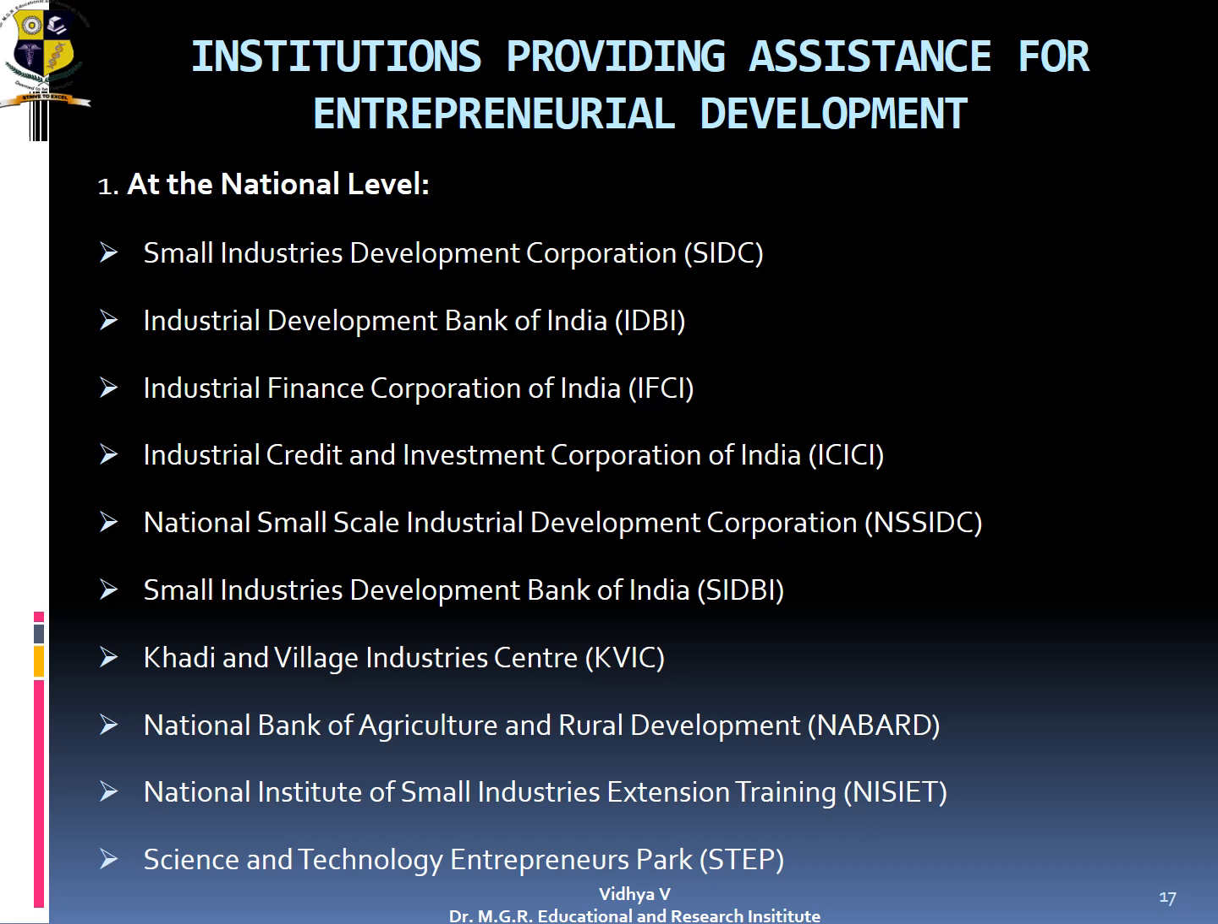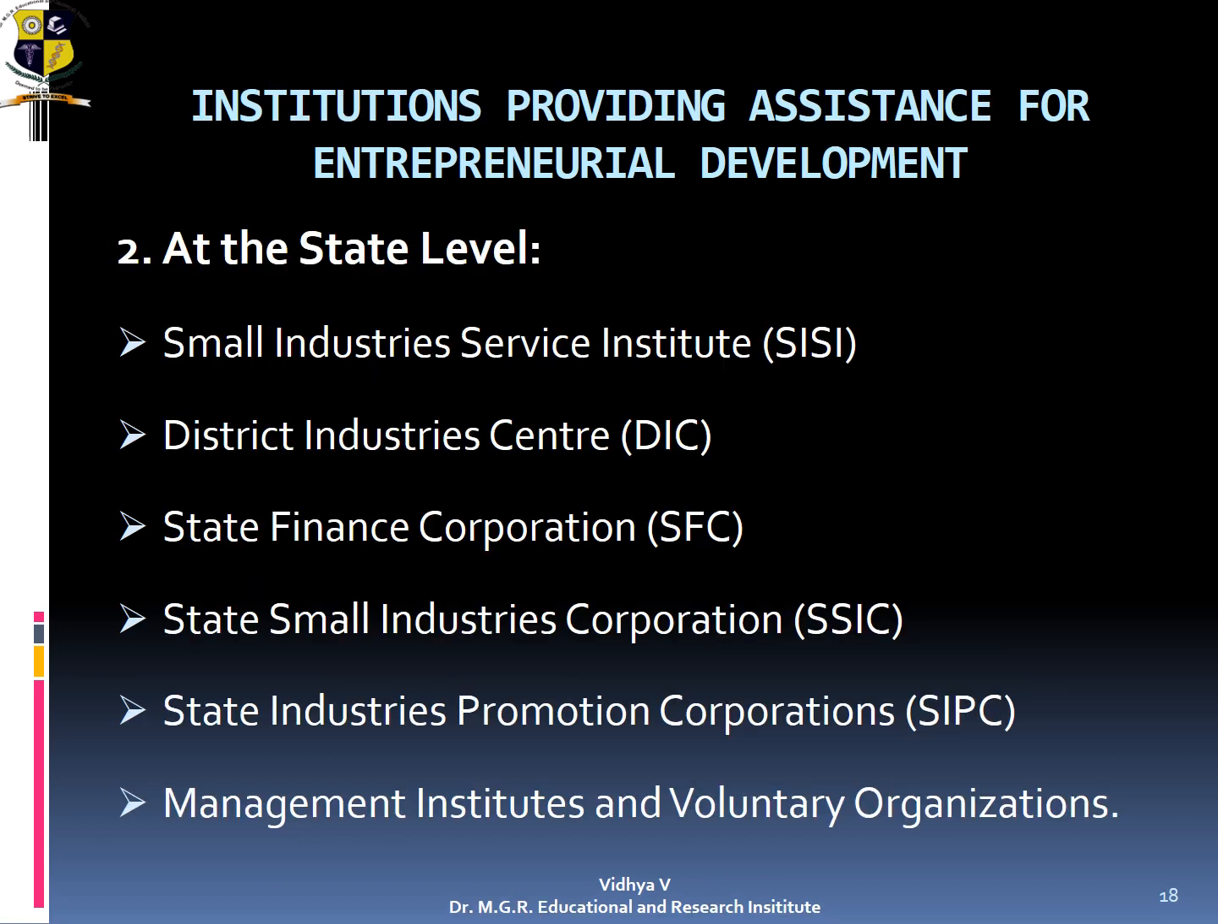So these are some of the institutions that provide assistance for entrepreneurial development. At the national level, as you can see, IDBI, IFCI, ICICI, SIDBI, Khadi and Village Industries, Science and Technology Entrepreneurs Park, STEP, NABARD, they are all providing entrepreneurial development assistance. And these are the institutions that provide assistance at the state level. SCC, DIC, SFC, SSIC, SIPC, and management institutes and voluntary organizations are also providing assistance.